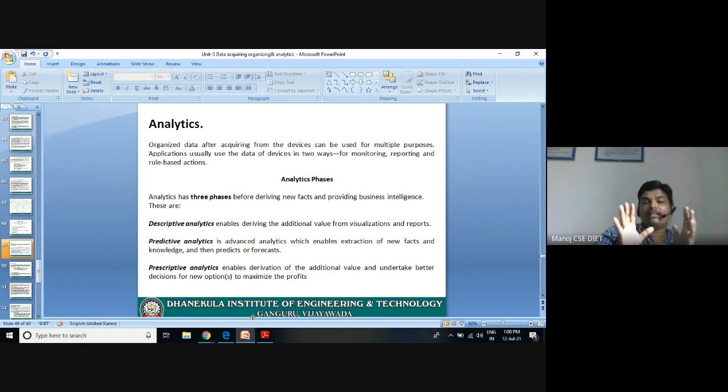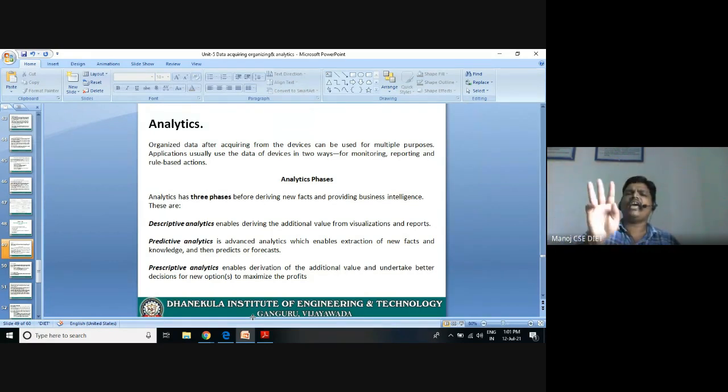And there are some specific phases regarding this analytics. There are three phases before deriving the new facts and new knowledge regarding your business, for providing your business intelligence and improving your enterprise. Analytics phases are three. Please note down, students. Note down in your running notes.